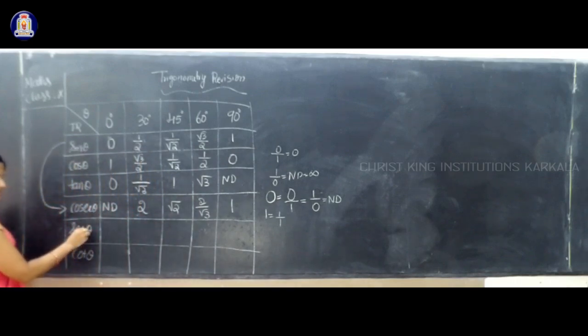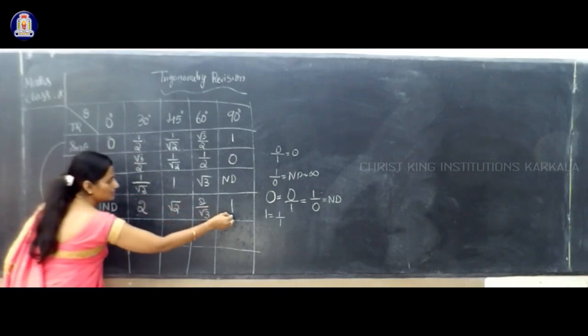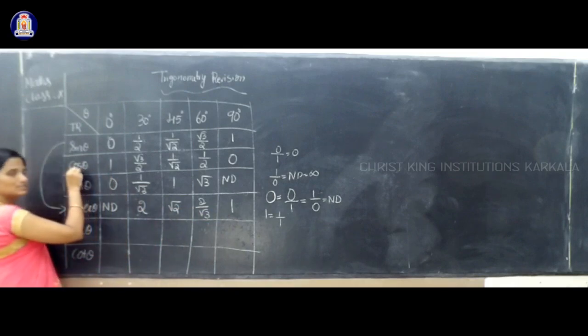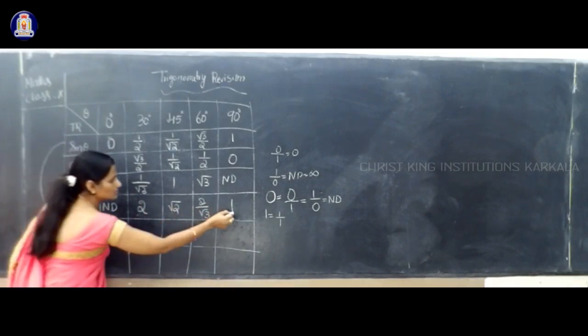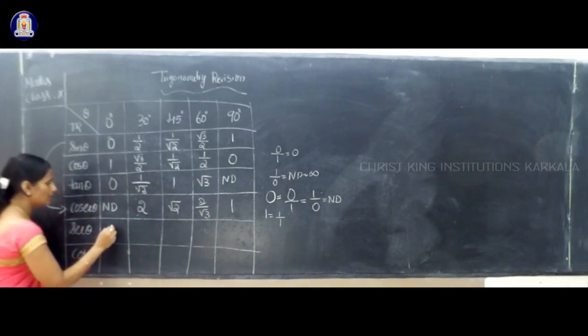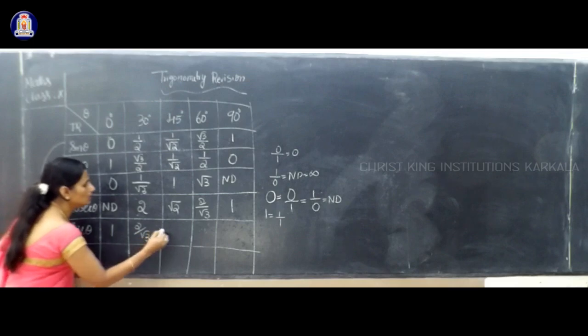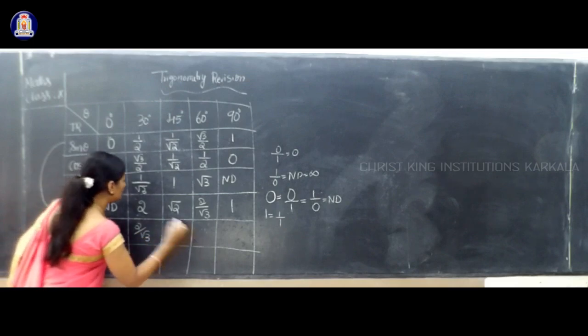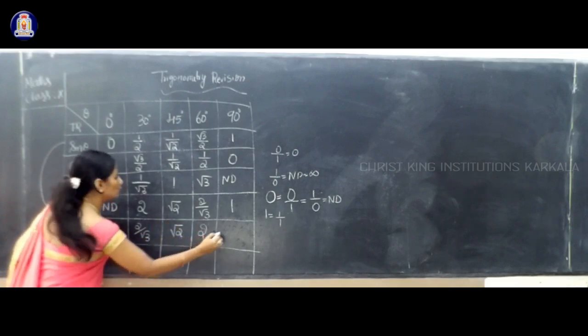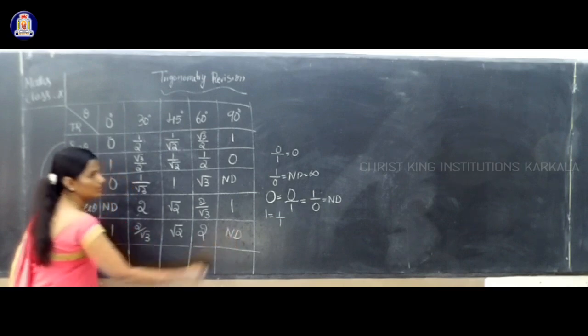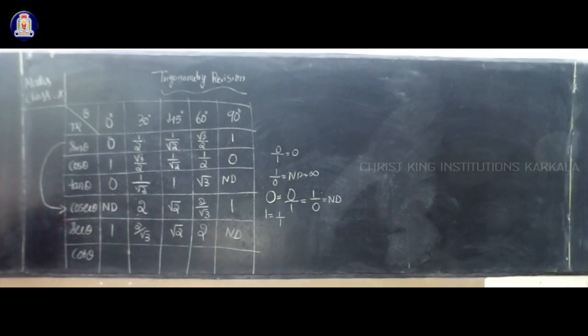Now how to write the secant values? Take them from the other side. Otherwise take the reciprocal of cos, or write it from the cosecant side. So that is 1, then 2 divided by root 3, then root 2, then 2, and next it is not defined. Next, cot.